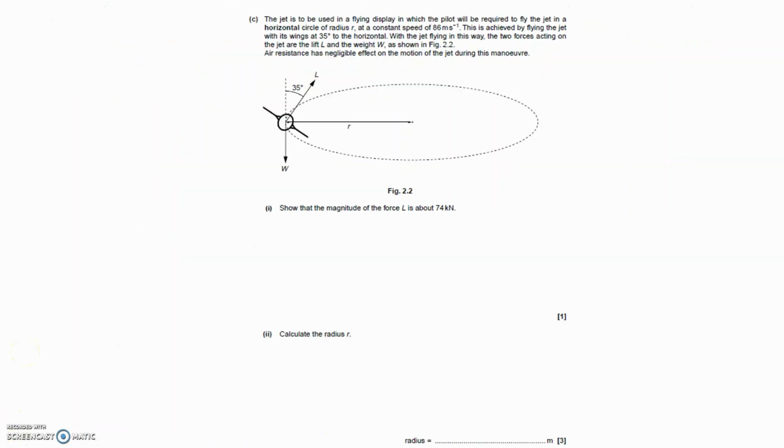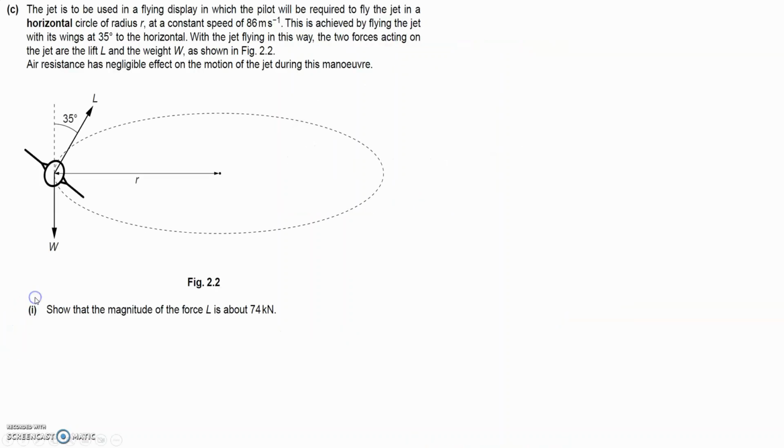So let's have a look at how we solve part 1. Show that the magnitude of the force L is about 74 kilonewtons. Okay, so we're going to look at how we prove that first part. Now, this is part C of the original question, and the mass of the jet was given at the beginning as 6,200 kilograms.